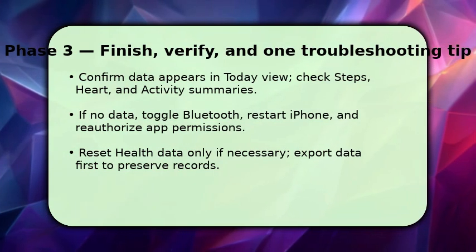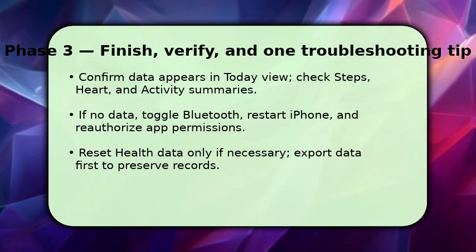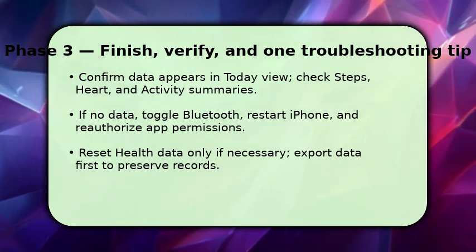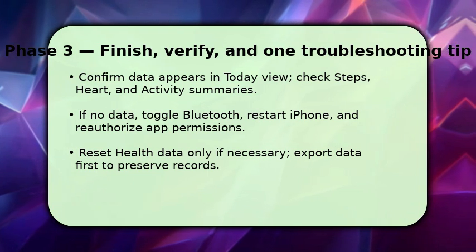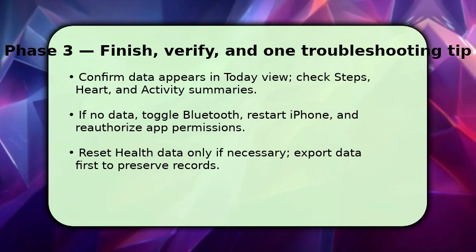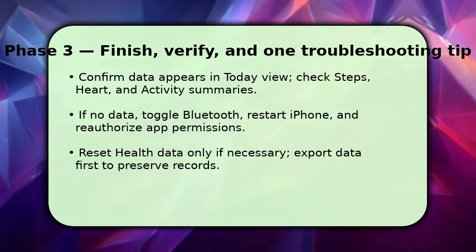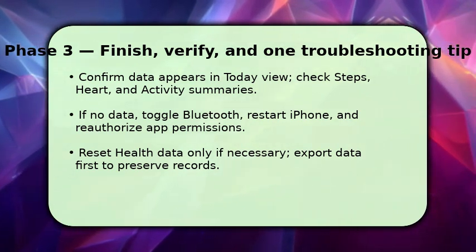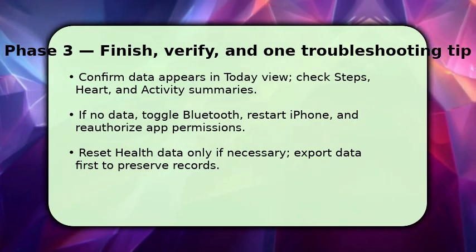Finish by confirming that data flows into Health. Open Today and review steps, heart, and activity summaries. If data is missing, first ensure Bluetooth is on and the tracker is nearby. Then restart your iPhone and recheck app permissions under Settings, Privacy, Motion and Fitness, and Health Data Access.